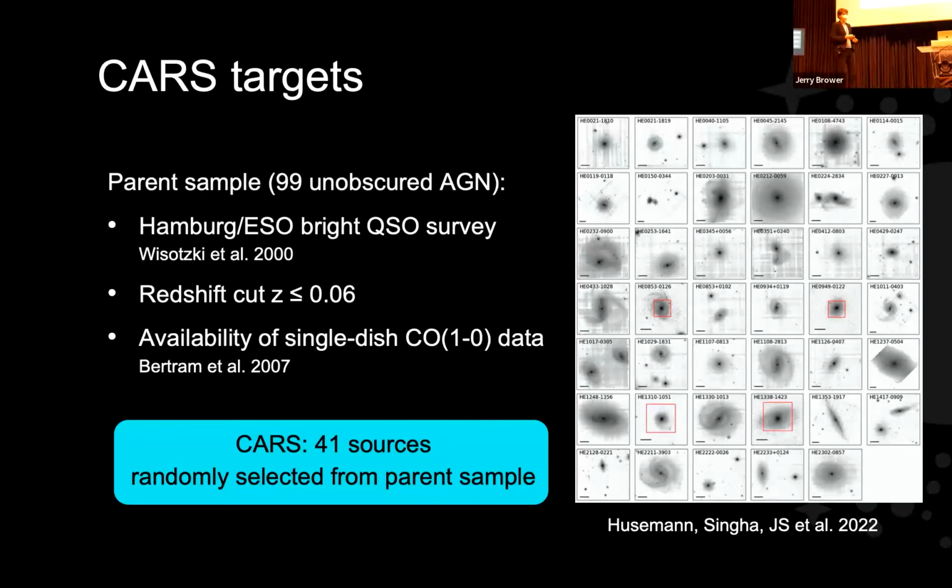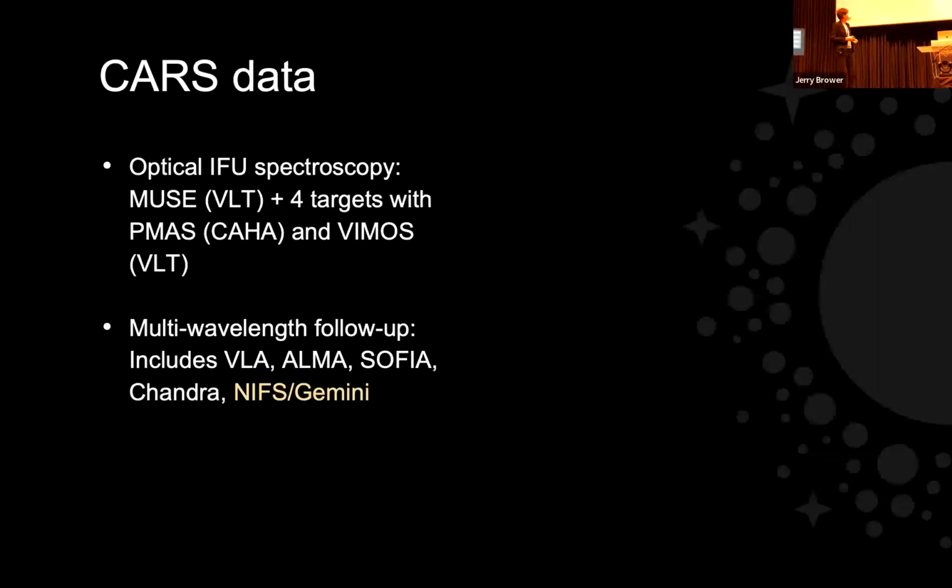So I've already mentioned MUSE has been at the core of the CARS survey, MUSE at VLT. Specifically, the backbone of the CARS survey is the optical integral field spectroscopy, which was for most of these targets obtained with MUSE at the VLT, and for 4 targets that were also added from observations with PMAS at Calar Alto and VIMOS at the VLT.